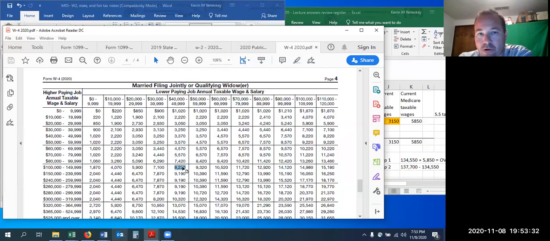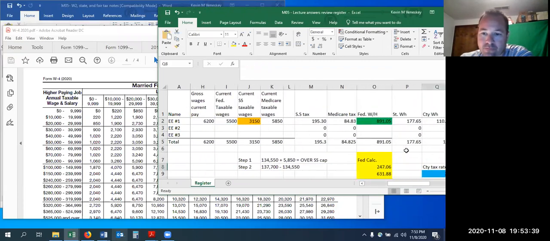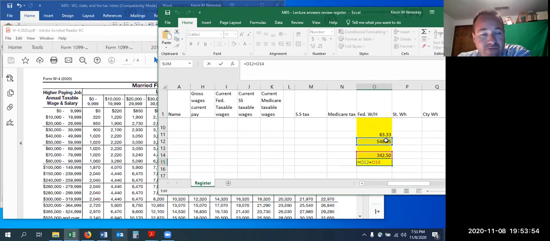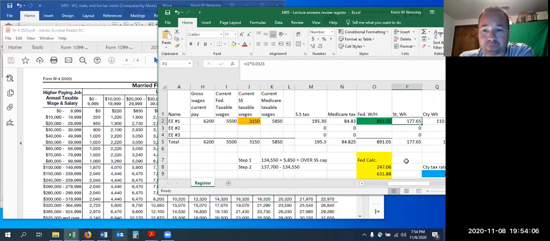and we're going to take this number and divide it by our number of pays. So 8220. Take 8220, divide it by 24 pays. This is how much I need to add back in to my new amount. So that's all I'm going to do is take the 584, add back in the 342. That is how much needs to be taken out of the individual's check. So 891.05.